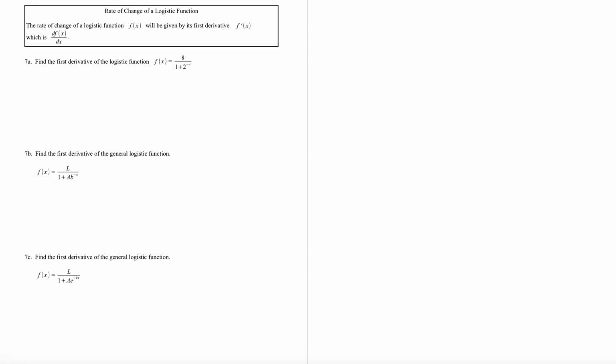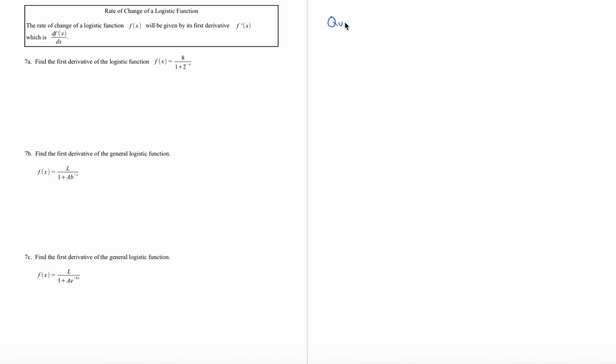Let's use derivative rules to find the rate of change of a logistic function. The example I'll try this on is 8 over 1 plus 2 to the negative x. Now if we want to find the first derivative of that, we may need to know several derivative rules.